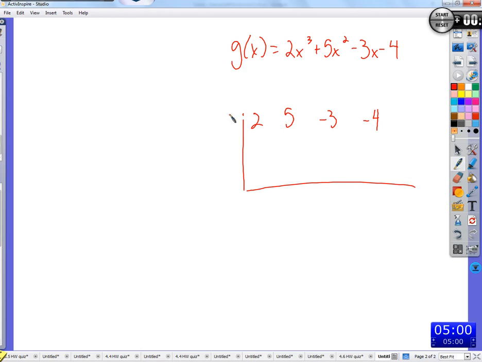Let's say I want to put the number 1 into this function. Bring down the 2 first. 1 times 2, that's the first step in every synthetic substitution: 1 times the number we bring down. So 1 times 2 is 2, and then we add, we get 7. 1 times 7 is 7, then we add, and we get 4. 1 times 4 is 4, and we add, we get 0. That's the final output. So for this function, g of 1, when I put 1 into this function, I get 0.